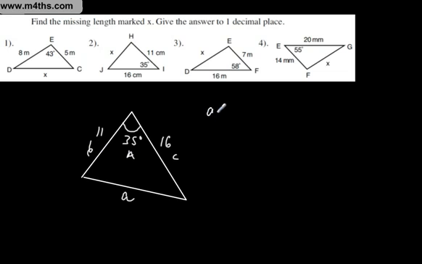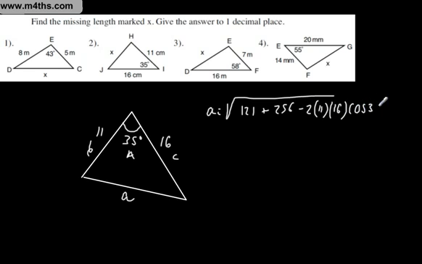So we now know that A is equal to the square root of B squared, which gives us 11 squared, which is 121, plus C squared, which is 16 squared, which is 256. And then we're going to have minus 2BC, which is 2 times 11 times 16, cosine of 35 degrees. So whack all that under the root, and we will get the value of A.